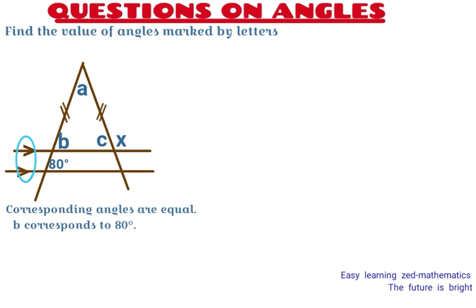Now the property is saying corresponding angles are equal. That means B corresponds to 80 degrees. Why are we saying that? We are saying that B corresponds to 80 degrees because B and 80 degrees are occupying the same position in different angles. So we're going to say B is equal to 80 degrees because corresponding angles are equal.